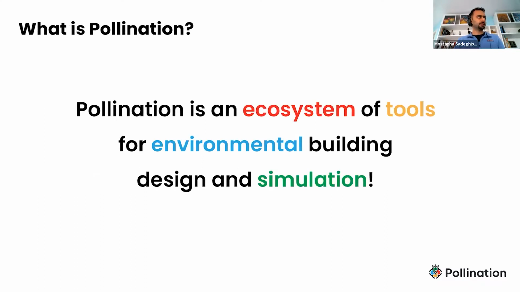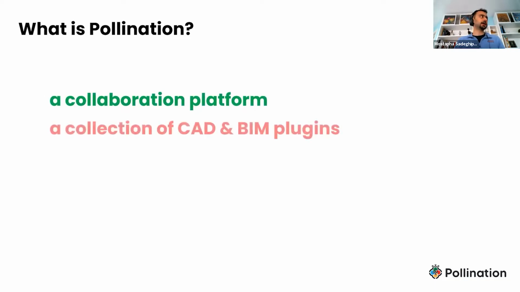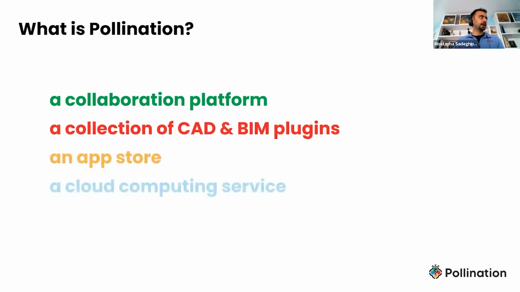So what is pollination? Pollination is an ecosystem of tools for environmental building, design, and simulation. It is what we call an AND platform. It's a collaboration platform. It's a collection of CAD plugins. It's an app store, and it's a cloud computing service. It's not an OR platform, right? It's this, and this, and this, and that.